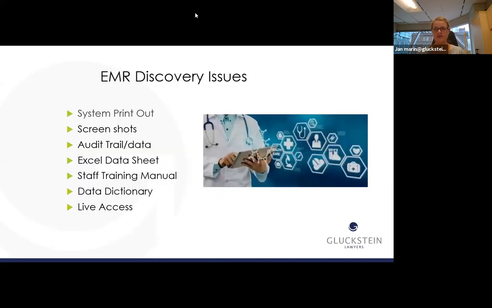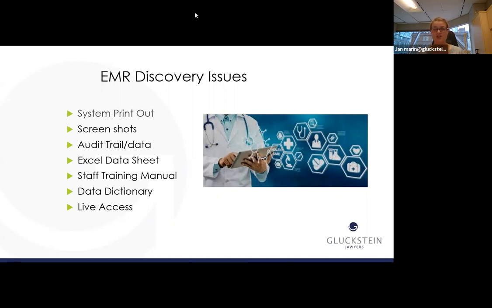Discovery issues with respect to electronic records. So you'll get the printouts. We've talked about that. You'll get a printout of the records, or you might get it on disk, but essentially it's a paper copy of the records. But again, that doesn't show you what was seen by the hospital staff. So screenshots, for example, might be useful to you. What was the visual of the staff? What did they see? You might ask for screenshots of the chart.